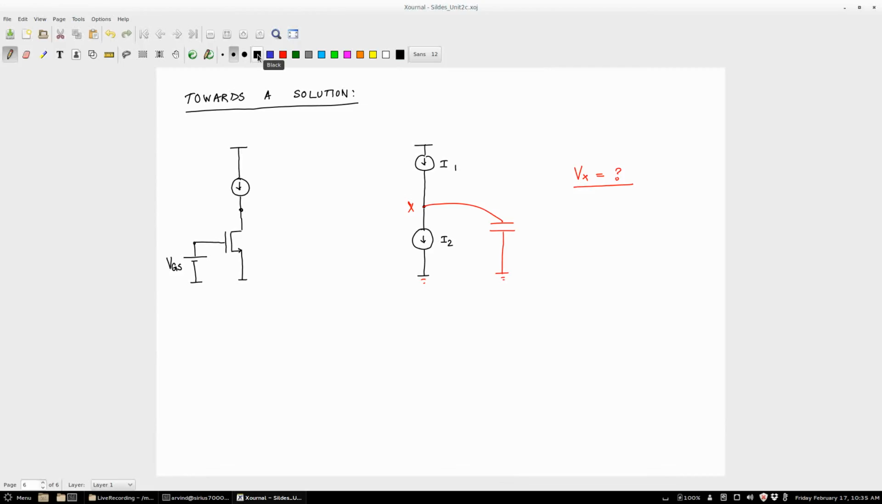Now, can you tell me what is the value of this voltage? Let me call this node X. Can you tell me what Vx is? Is it possible to tell me what Vx is?